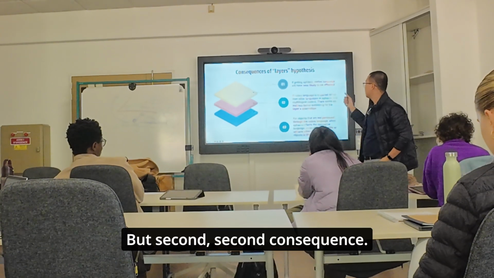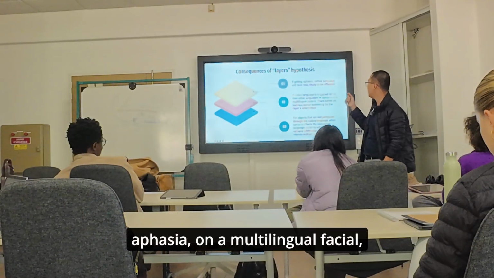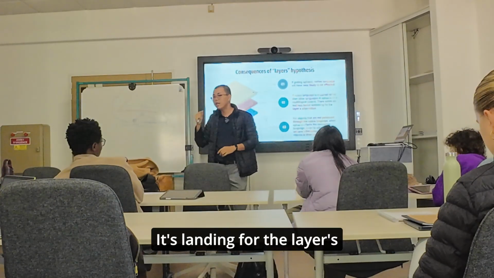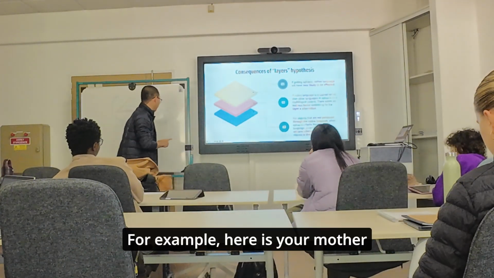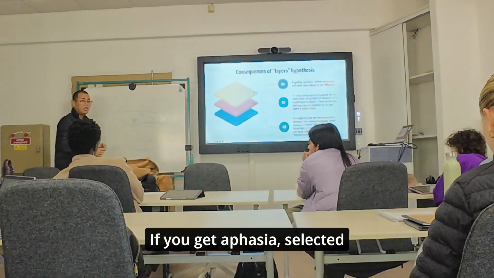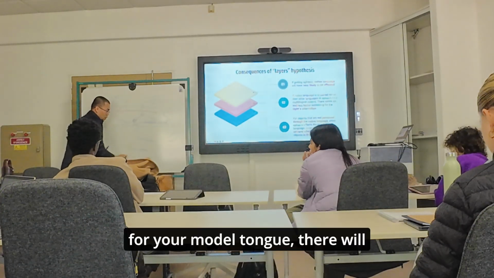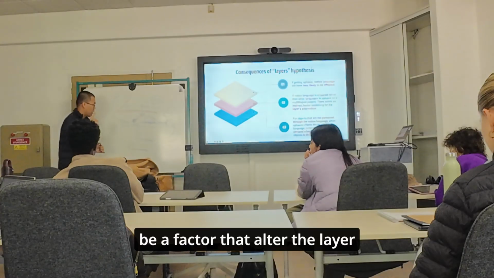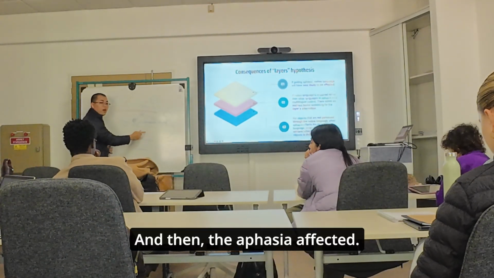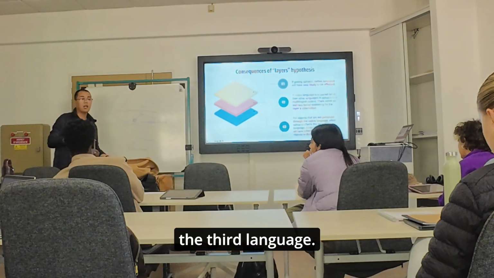But the second consequence: if the native language is impaired rather than all the languages in aphasia on a multilingual patient, there is an indirect factor explaining the layers alternation. For example, here is your mother tongue, and here is your second language. If you get selective aphasia for your mother tongue, there will be a factor that alters that layer on top, and then the aphasia affects the mother tongue instead of the second language or the third language.